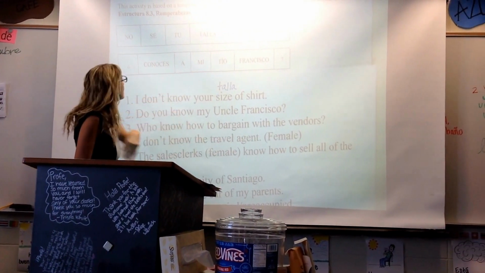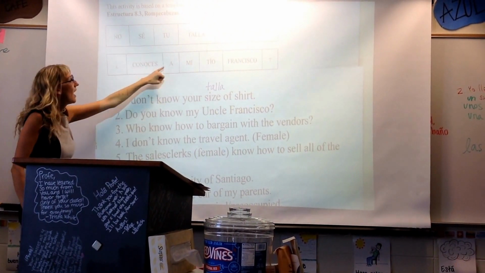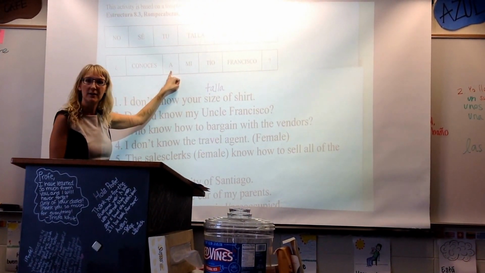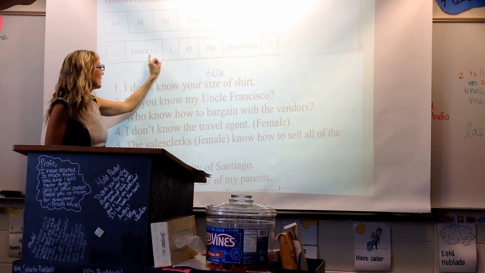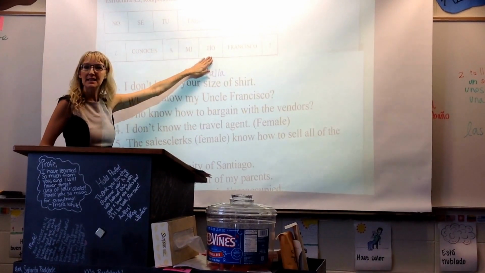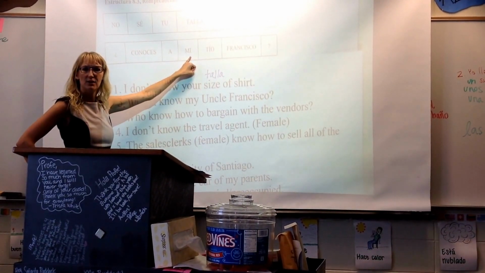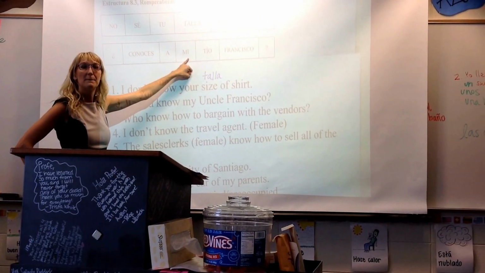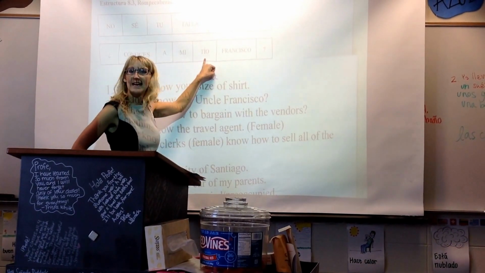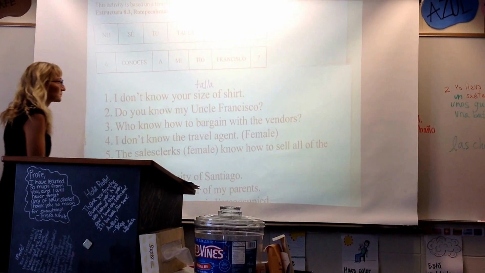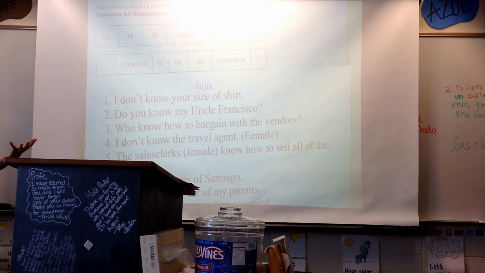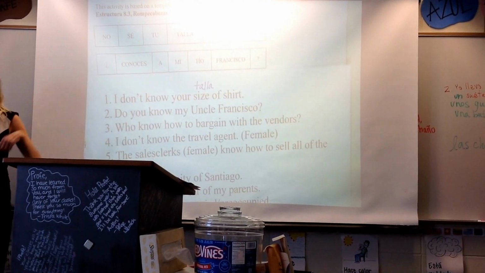mi tío Francisco. Conoces a, why is this personal a here? Knowing a person. Conoces a mi tío. Does mi need an accent? No. No, that way it means my. Tío has an accent over the I, and Francisco. Is it worth it to correct these right now? Yeah. Okay. And why is it conocer for this one?